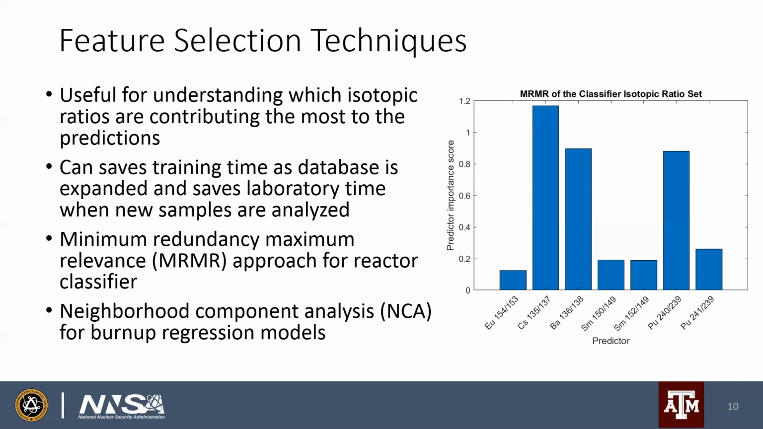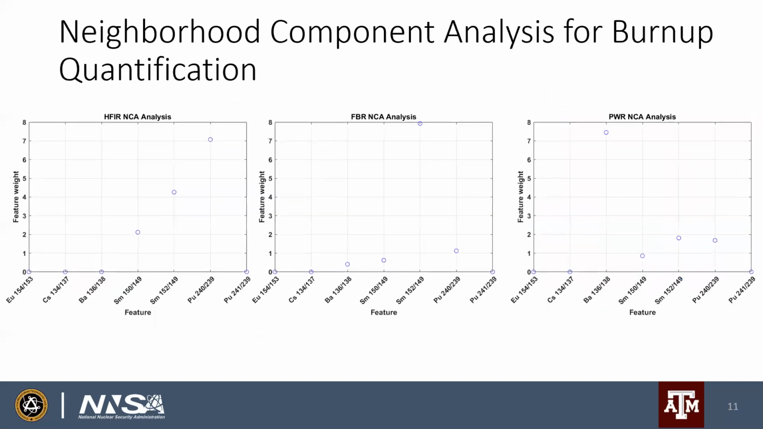And then we also are using a neighborhood component analysis for our burnup regression models, which we can see on this slide. I've included the PWR, the FBR, and the HIFER NCA analyses just to show how different ratios might be more important based on what neutron energy spectra the reactor has. So the fast reactor, the FBR in the center there, the samarium 152 to 149 has the most weight of those features, whereas in the PWR, which is a thermal reactor, the barium is more important.